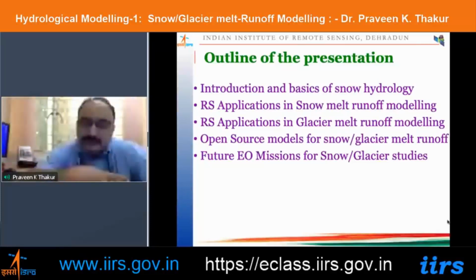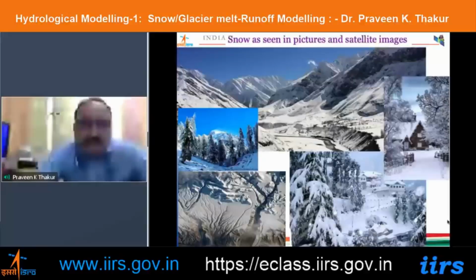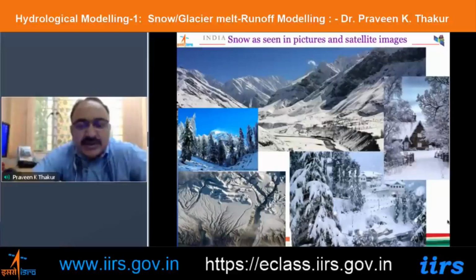So starting with the first one, many of you who are natives of the mountainous region, and those who have come to the mountainous region in the Himalaya as tourists in the winters, might have seen the snow, which we call the solid form of precipitation. In India, you will generally find snow at elevations above 2000 meters, and this precipitation generally happens when temperatures are below 0 degrees Celsius. The precipitation will be snowfall.